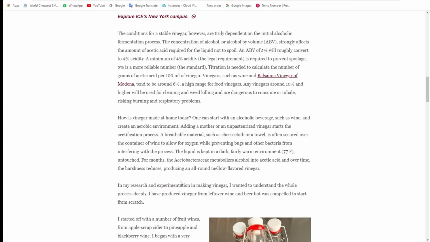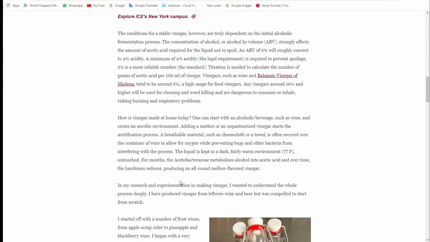Vinegars such as balsamic vinegar of Modena tend to be around 6%, a high range for food vinegar. Any vinegar around 10% will be used for cleaning and weed killing and is dangerous to consume and inhale, risking burns and respiratory problems.